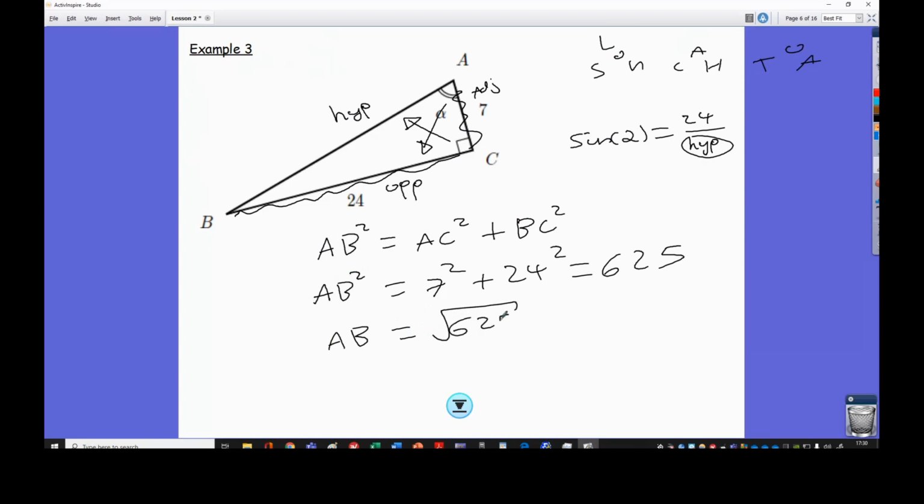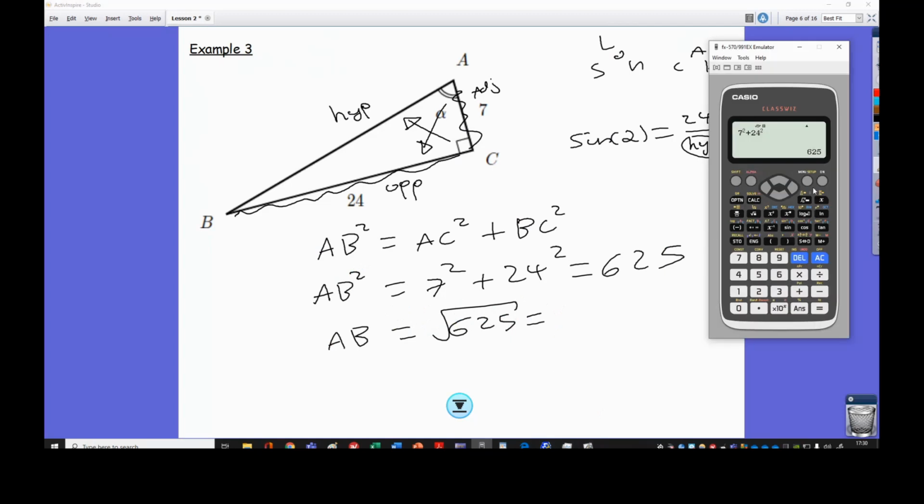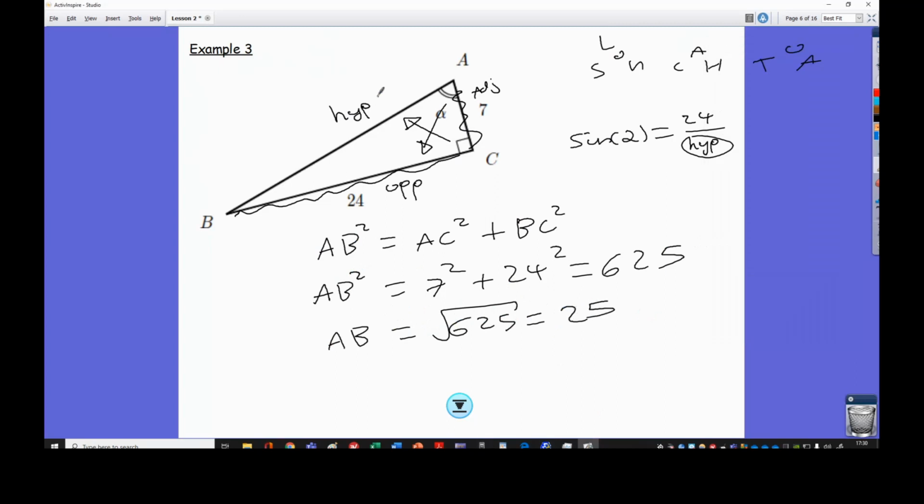So we end up with AB is equal to the square root of 625, which is, I'll just prove it to you, square root of that is 25. So that means the hypotenuse is 25. And we can now work out the sine, cosine, and tangent. I'll give you a sec if you want to write that down. If not, I'll just rub it out now.